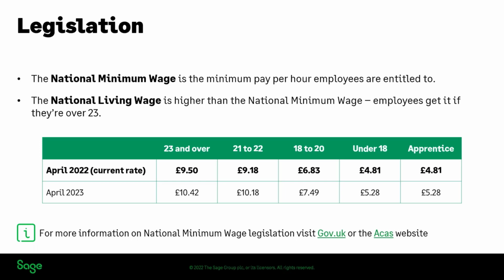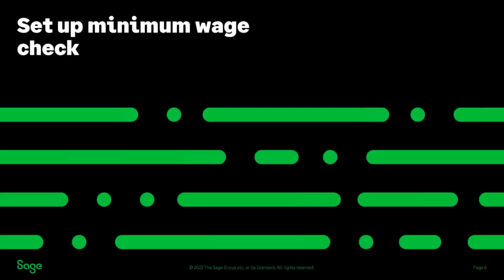Now, you can find more information about the minimum wage legislation on the gov.uk website and also the ACAS website. So if you have any sort of queries around the legislation, that's probably where we would refer you to. I've also got some useful links later on in the presentation, which will take you to our knowledge base articles on the feature that we'll be looking at today. So that's all I'm going to say about legislation for now.